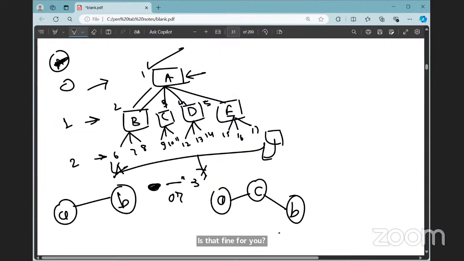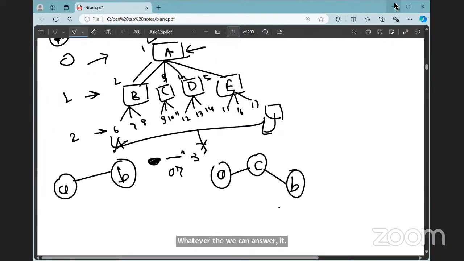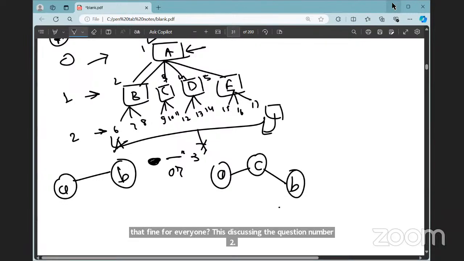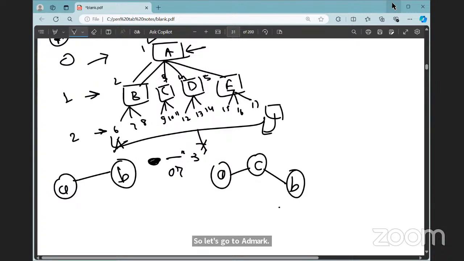Is that fine for everyone? I'm discussing question number 2 from the graded assignment. So let's go toward the mock. Ma'am, can you repeat this answer? I'm not getting it exactly.